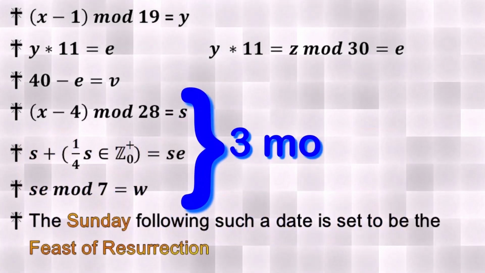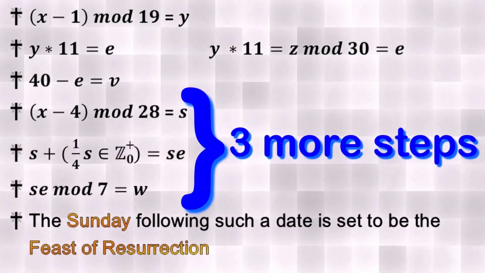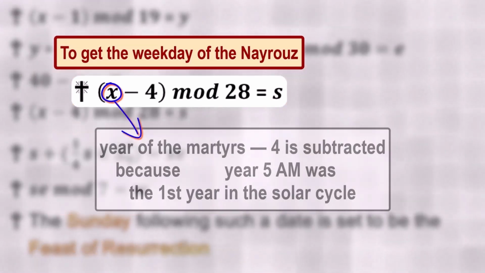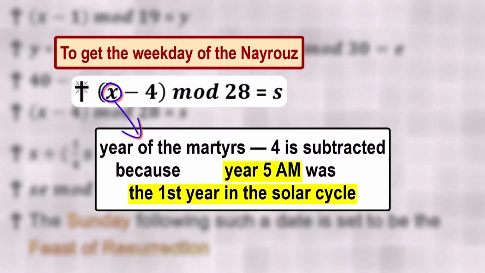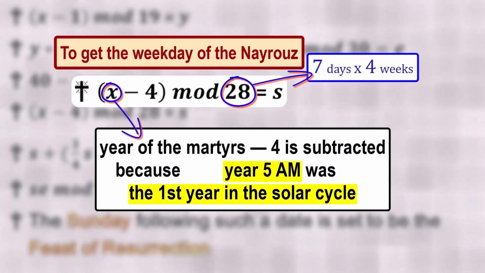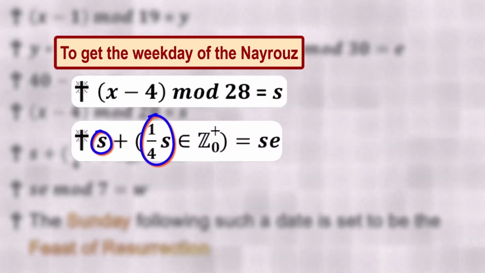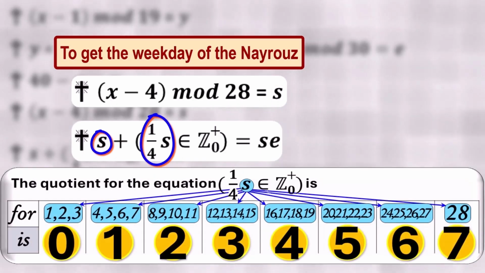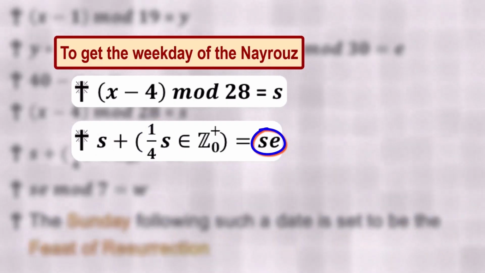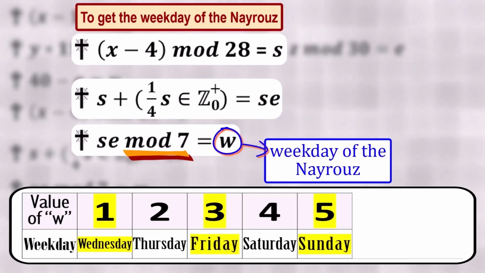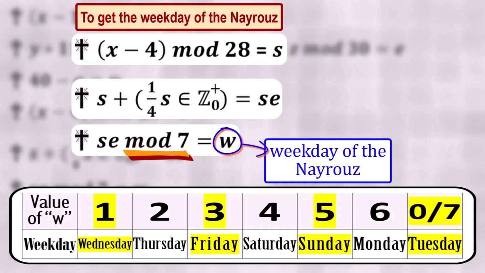So we will rely on 3 more steps, which are called the solar cycle of the Epact formula. We subtract 4 from the year of the martyrs and apply modulo 28. The number 28 refers to 7 days a week and 4 weeks in a month, and that returns S. We add S to the value of its quarter and only take the quotient of that value, as we are not interested in any fractions, and that returns SE, or the solar epact. Then we apply modulo 7 and that returns W, which is the weekday that the Nairouz feast falls on.